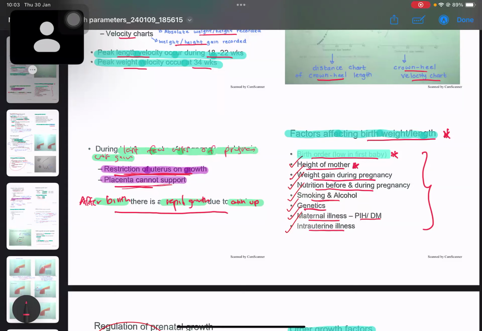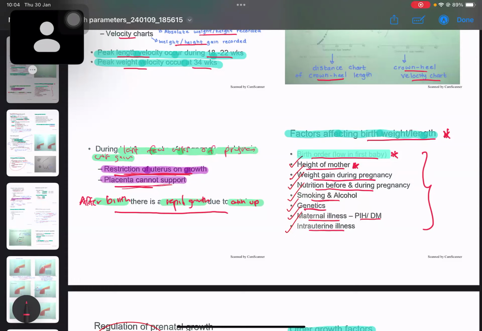Remember, the height of the father will not affect the birth weight or birth length. Because if the height of the father affected the birth weight or birth length, a short mother couldn't accommodate a lengthier baby. No, that's why the height of the father will not affect the birth weight or birth length. These are common MCQs asked on growth. But the height of the mother affects the birth weight and birth length.